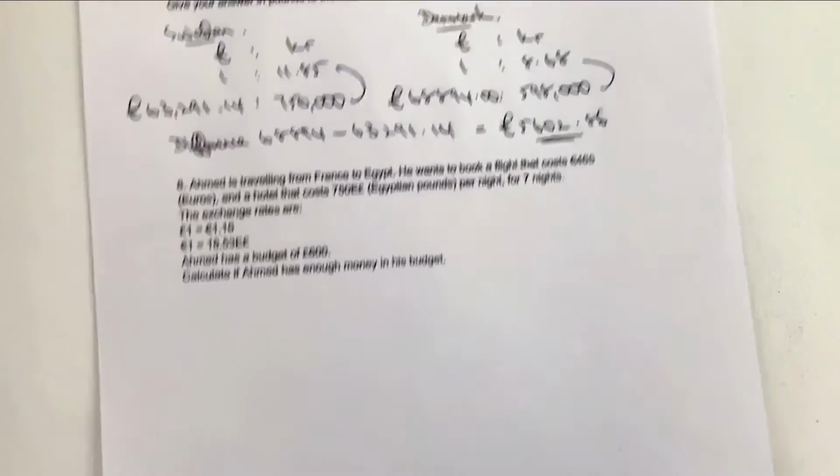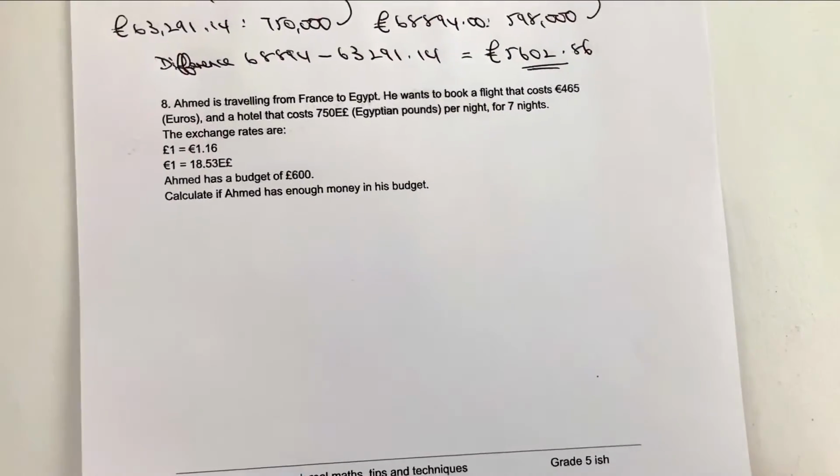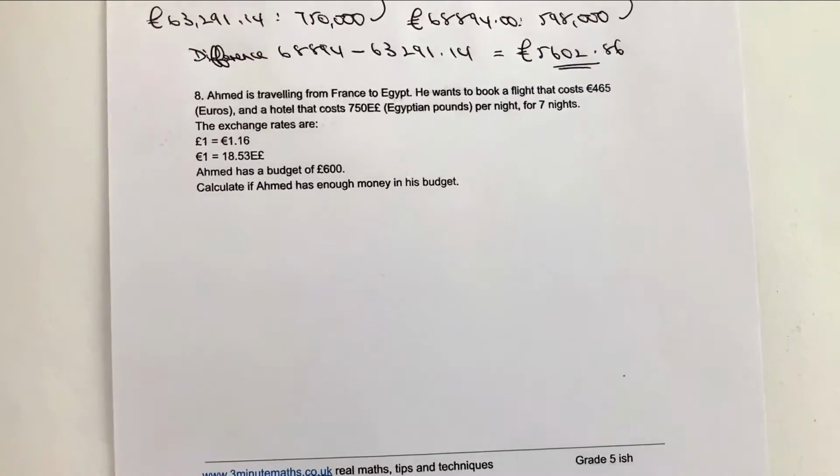All right, let's have a look at Ahmed's trip, and he's going to go from France to Egypt. Okay, so he's no longer traveling from the UK, he wants to go from France to Egypt, and he wants to book a flight that costs 465 euros and a hotel that costs 750 Egyptian pounds per night for 7 nights. So let's have a look at that first.